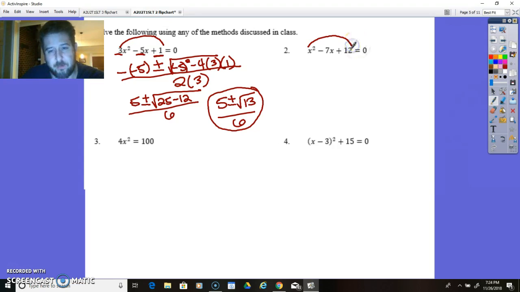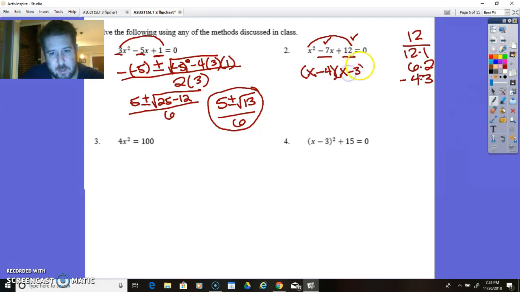This one looks perfect for factoring. What 2 numbers give me 12 but also add up to negative 7? No, it's not 12 and 1. That's not going to add up to negative 7. 6 and 2. Nope. And 4 times 3. And there it is. So it's negative 4 times negative 3. Negative 4 times negative 3, check. Negative 4 plus negative 3, check. Also works. So it's x minus 4 times x minus 3.